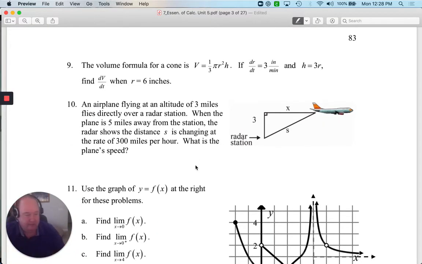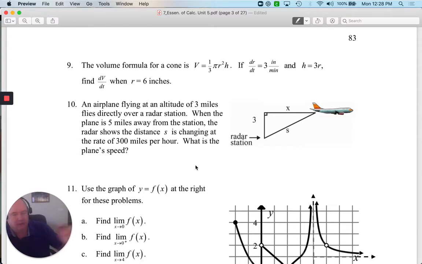In number 9, it says the volume formula for a cone is 1/3 pi r squared h. It says the derivative of the radius with respect to time is 3, 3 inches per minute. Positive means the radius is increasing. And it tells you height is equal to 3 times the radius, and then our goal is to find dV by dt when r is 6.